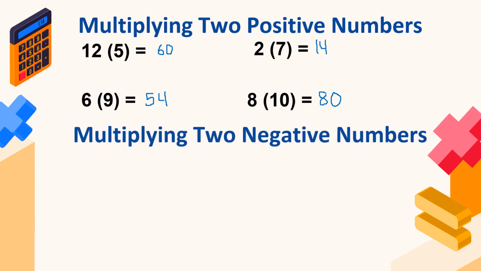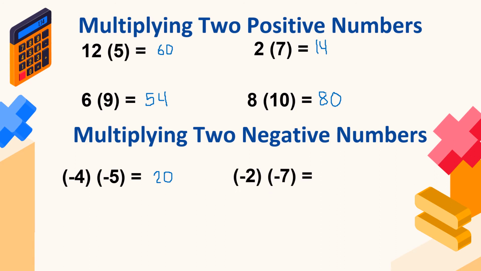How about multiplying two negative numbers? Negative 4 times negative 5. In multiplication, kapag same sign, ang laging sagot ay positive. So, since dito, both are negative, so the answer will be positive. And 4 times 5 is equal to 20.